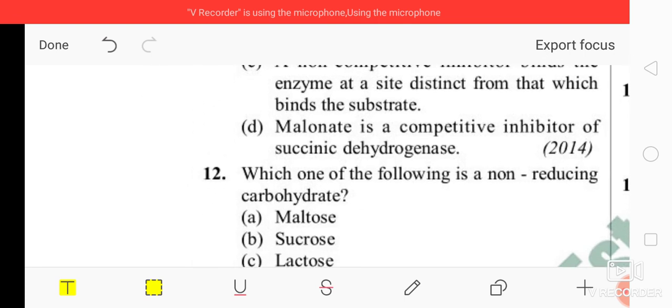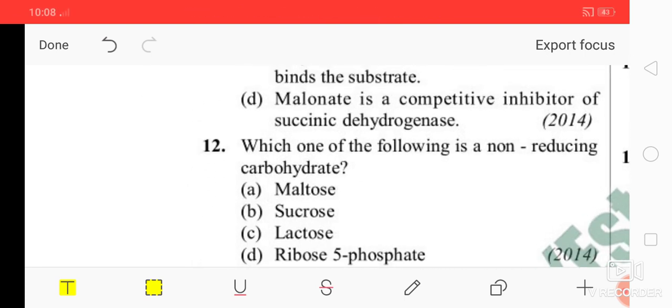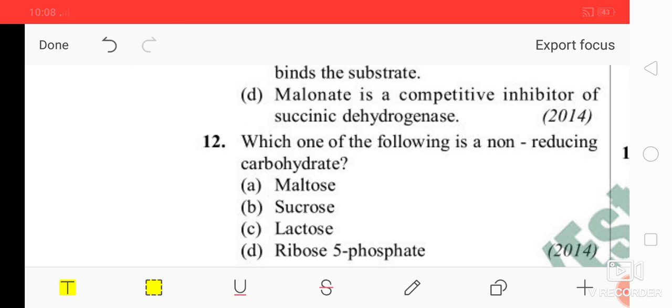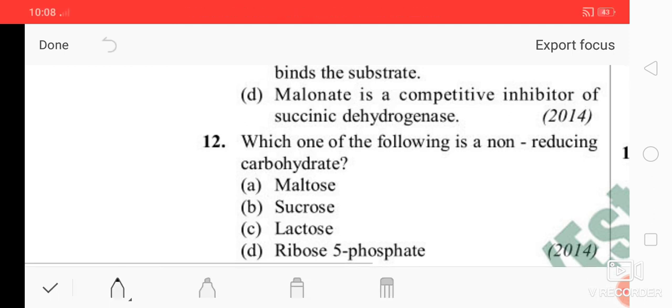Now moving to question number 12, which is the last question of today's session. Which one of the following is non-reducing carbohydrate? Maltose, sucrose, lactose, ribose 5-phosphate. And the correct option for this question is option B.